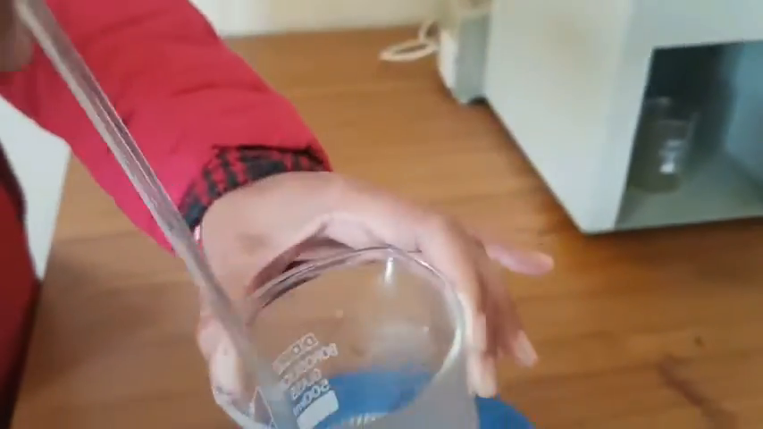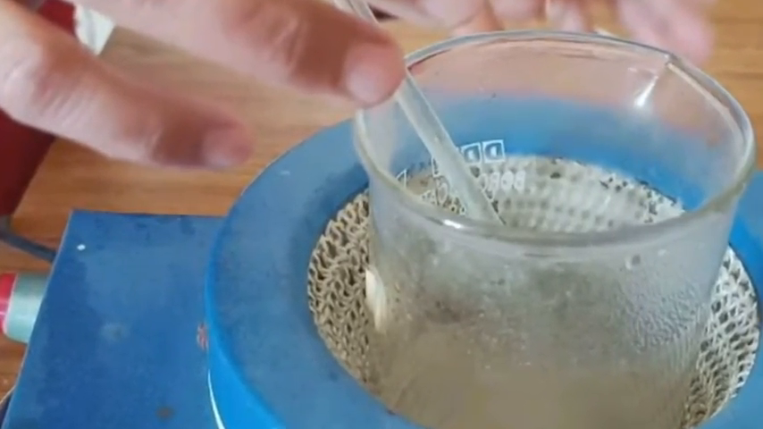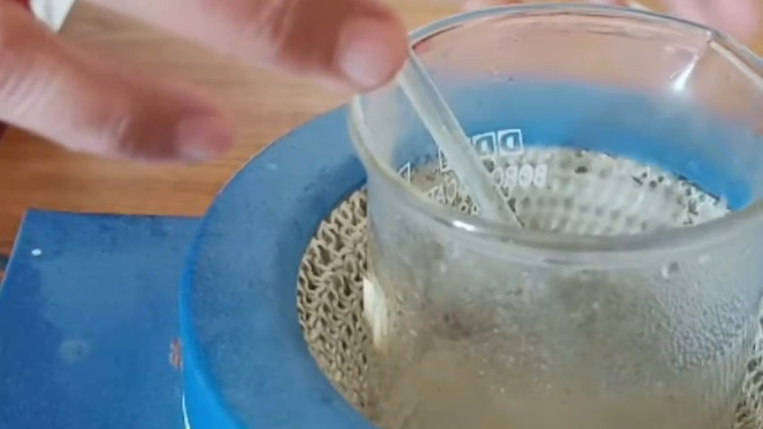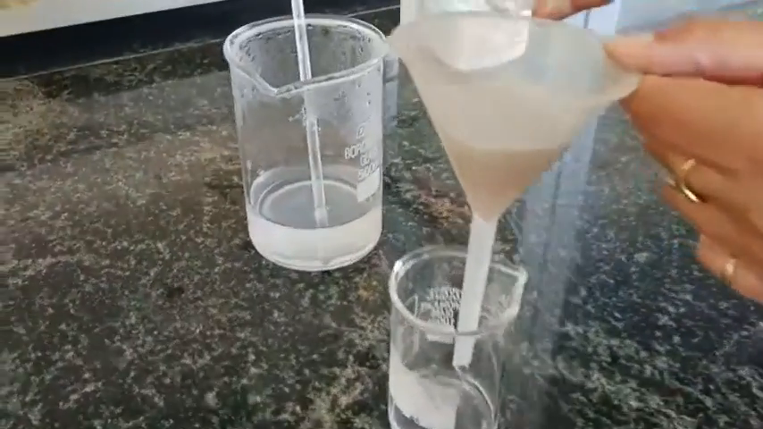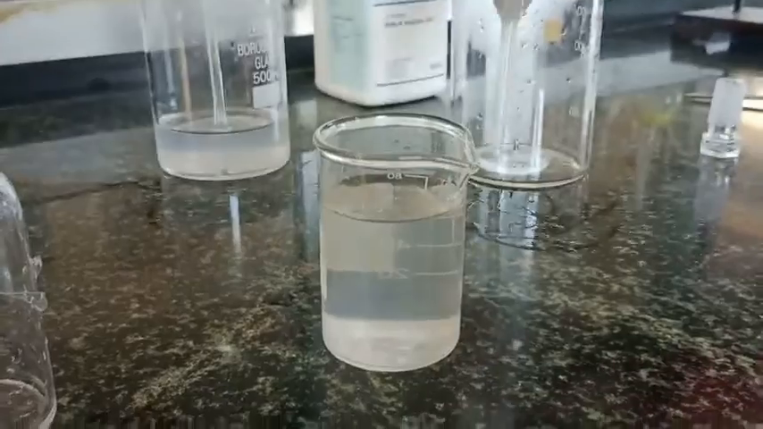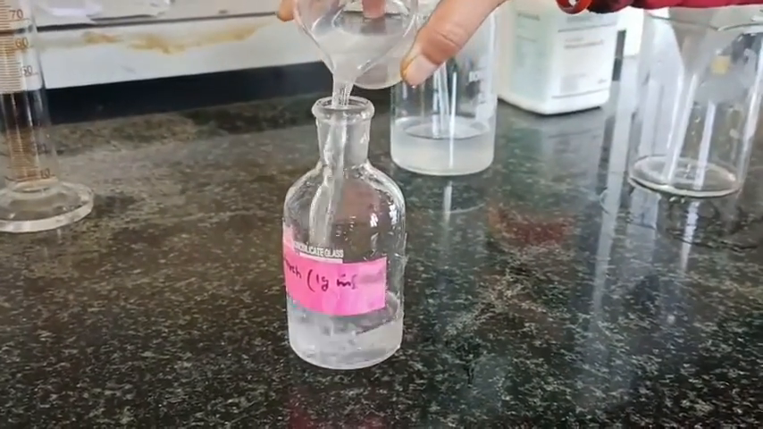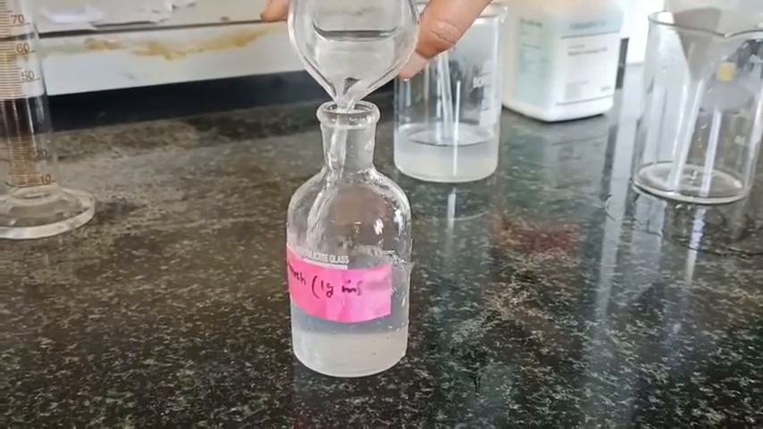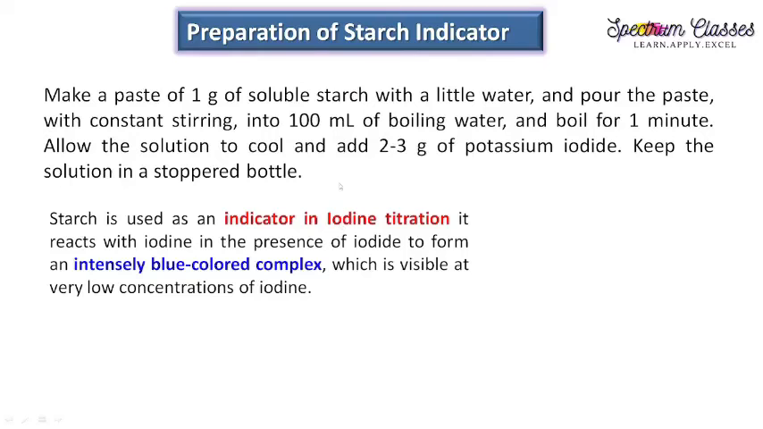Here I am just going to show you how it looks. So I leave it there, and after a few minutes I keep it at room temperature, and after cooling it I am going to filter it. And after filtration I am going to keep this starch solution in this reagent bottle with a tight stopper. This starch solution is used as an indicator in iodine titration.